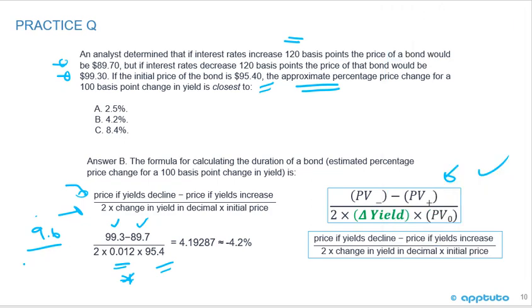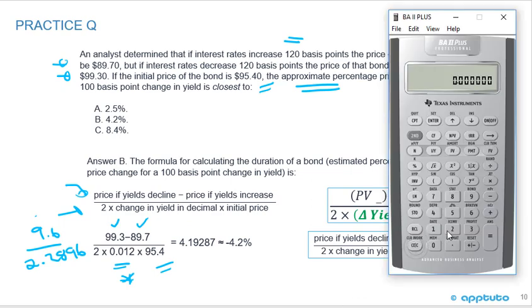2.2896 divided by 2.2896, okay? So I'm just going to do 9.6 divided by 2.2896. 4.96. And the reason why I want to do the calculation is I want to show you that it's giving you the whole number. Okay, we're not having to make any adjustments.